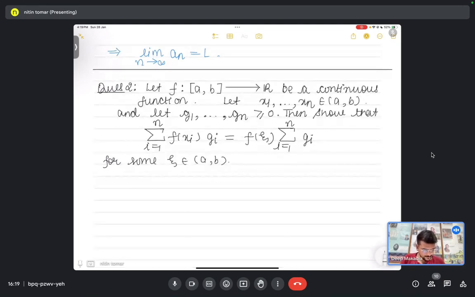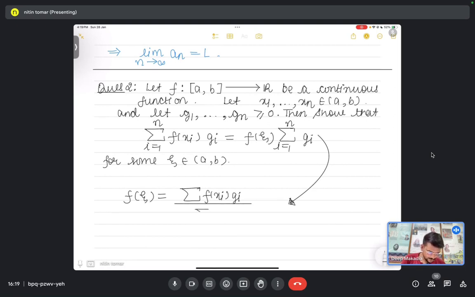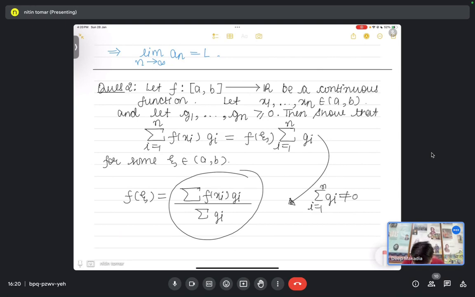Okay, I'll give you some hint. You want some xi such that f of xi is equal to something of this sort, right? Yes or no? But this is under the assumption that this summation is non-zero. Let us for the time being assume that this summation is non-zero. So clearly you have a certain function which plays a role here. Correct? Does this give you some continuous function, if you assume that g1 plus g2 plus up to gn is non-zero? Yes, this is a continuous function, right? So let us try to do it.